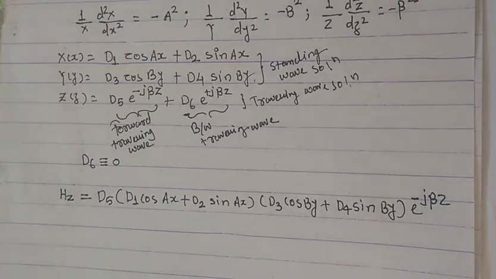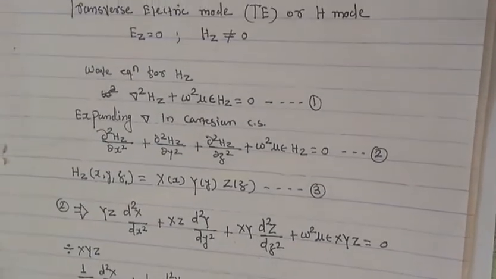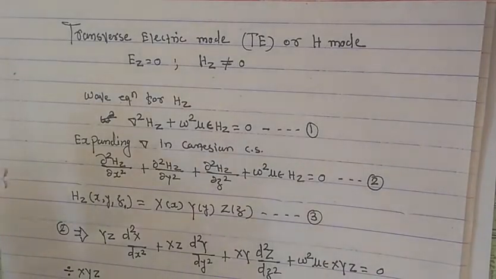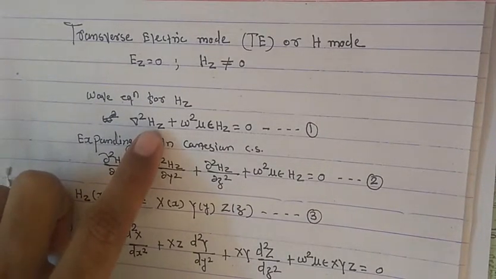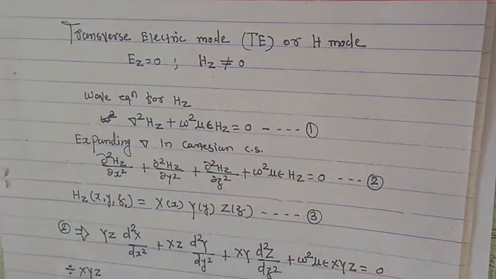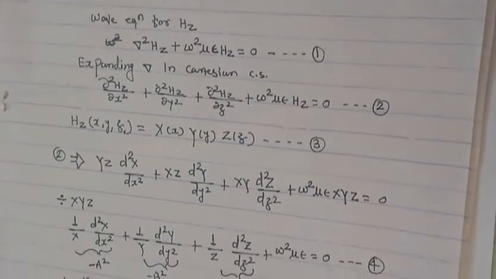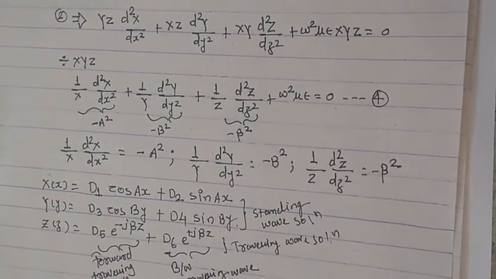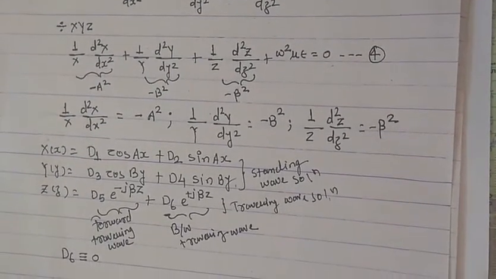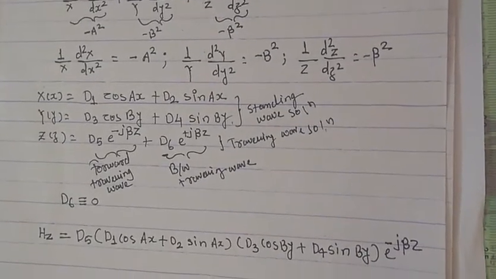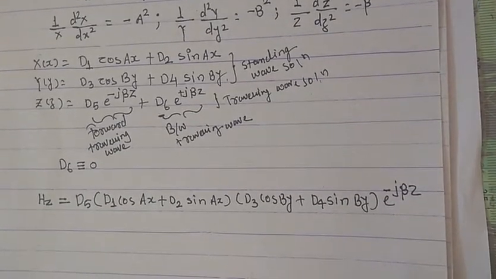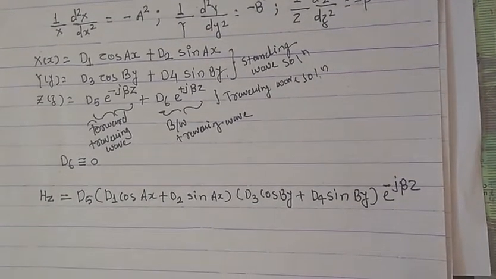Up till this point, the TE mode analysis is exactly the same as the TM mode analysis. The only difference is that instead of Ez, we have used Hz. Otherwise, step by step, all these equations and this process are exactly similar to that of TM mode analysis. But from this step onwards, we have to think over it, and there is a difference in TM and TE mode analysis.